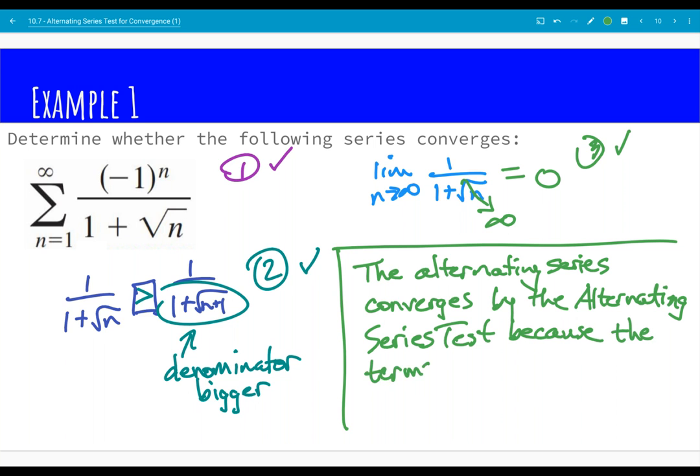terms decrease in magnitude. I'm saying magnitude. We could say absolute value here because we're just looking at the absolute value of the terms to 0. Okay, so we've got the decreasing part there, and we've got the limit is 0 there. All right, so we check our three conditions. Those three conditions were met, so we know it converges by the alternating series test.